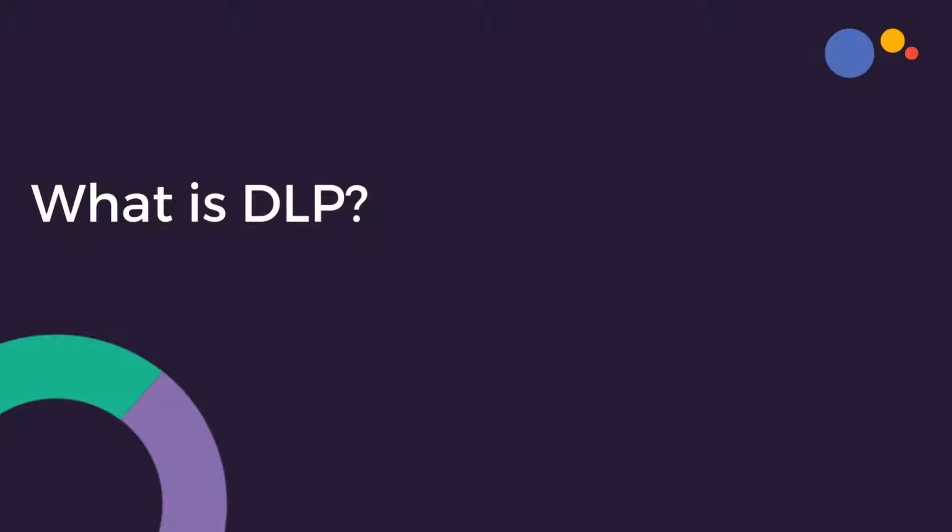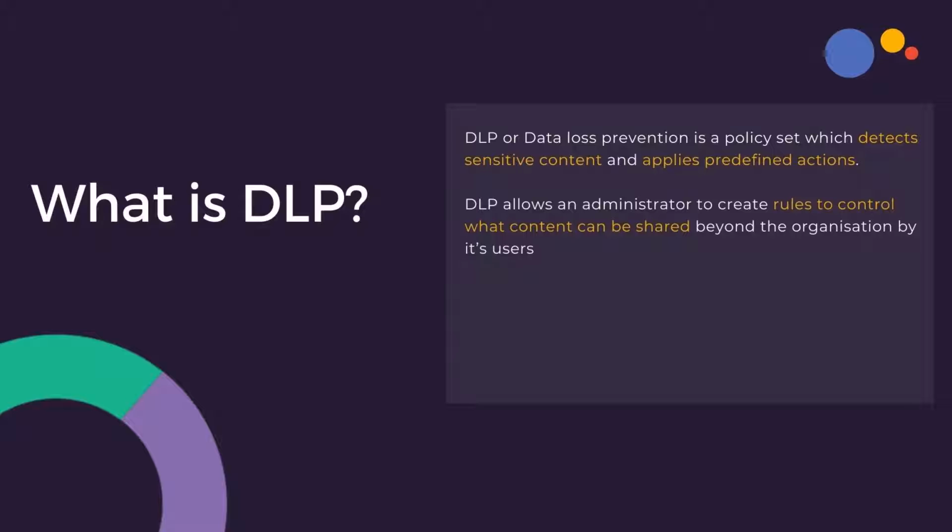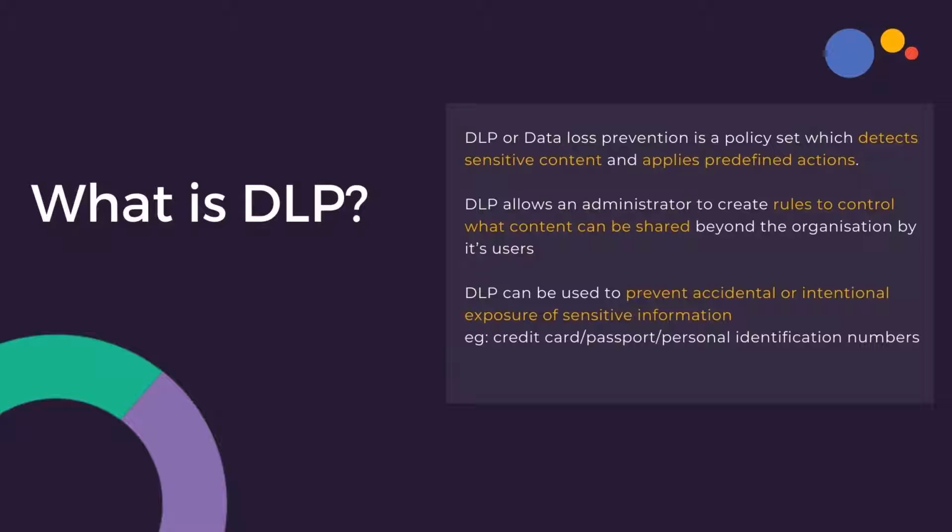But what is DLP? DLP, or data loss prevention, is a policy set which detects sensitive content and applies predefined actions. DLP allows an administrator to create rules to control what content can be shared beyond the organization by its users. DLP can be used to prevent accidental or intentional exposure of sensitive information, such as credit cards, passport, or personal identification numbers.